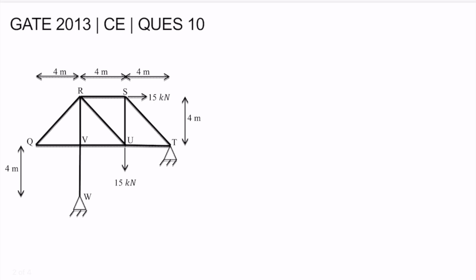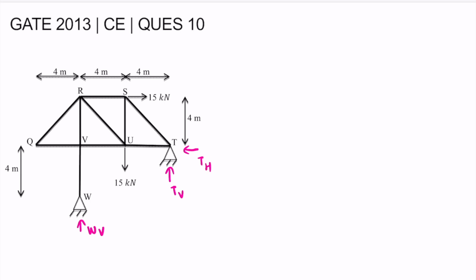So let's first of all find out the reactions here. Since it's a determinate truss, we can either use the method of joints or method of sections to find the forces in different members. Let's call the reaction here at W vertical. There will be only vertical reaction here because there is no other member in horizontal direction to take up the force. At joint support T, there will be reaction here, which I can call T vertical, and here it is T horizontal.